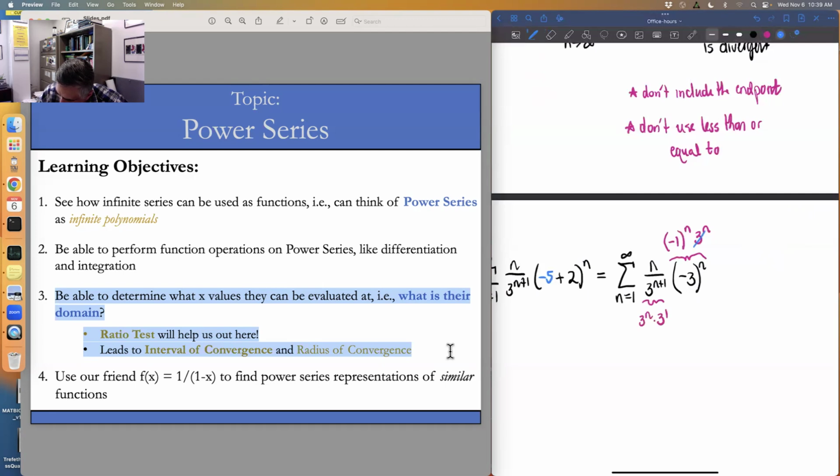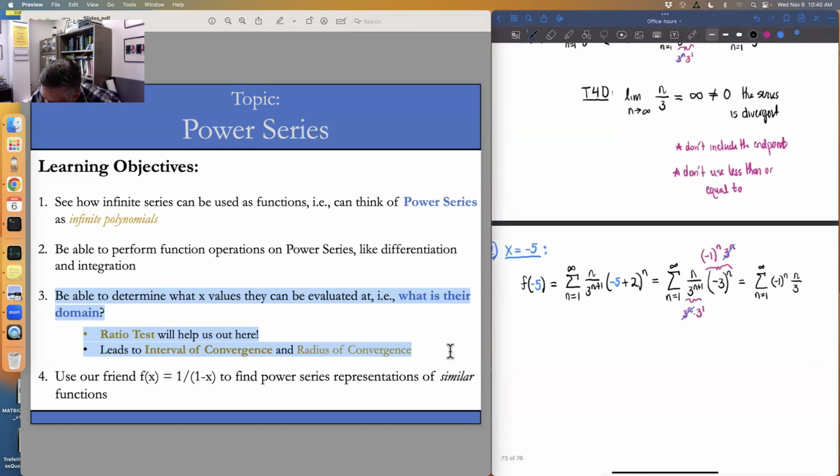And now we see we can cancel out those 3 to the n's. So the resulting series we have looks like the following. We have the sum from n equals 1 to infinity of (-1)^n times n all over 3. If we take a look at this series, it is an alternating series because of that (-1)^n and all the other terms are strictly positive.